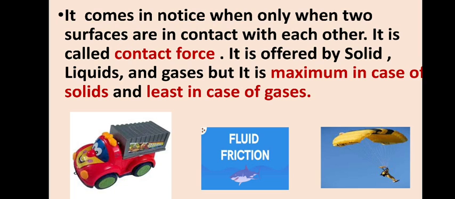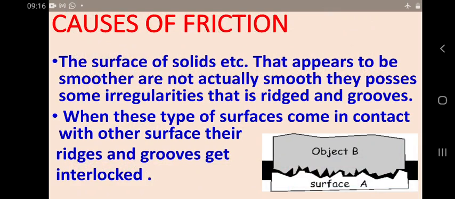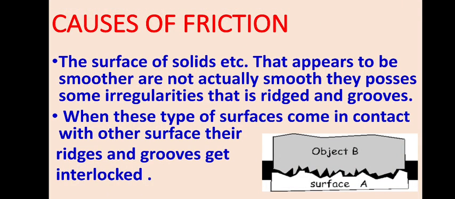In the diagram shown here, you can see three states of matter I am showing. One is the truck carrying the heavy load, that is solid, whereas the fish moving in water will also experience the frictional force, and the person using the parachute and flying in the air also experiences the frictional force. So what are the causes of friction to take place?